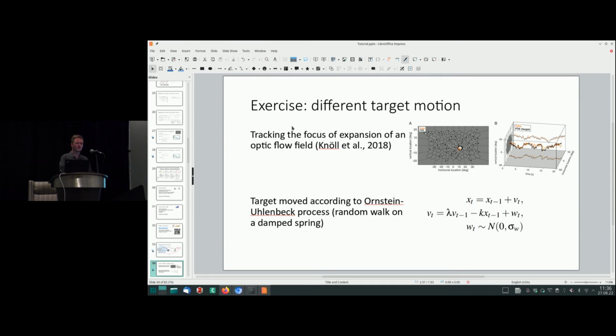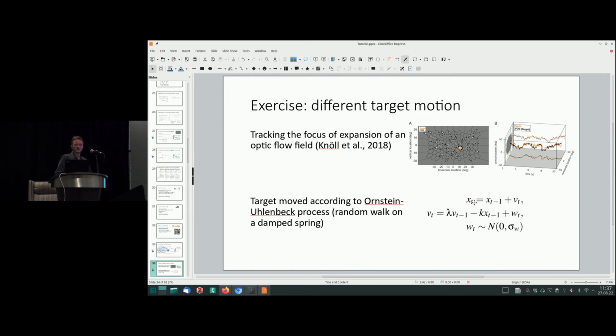So let's model this different experiment where the observers were monkeys and humans, and they were tracking the focus of expansion of an optic flow field. So there's this optic flow field, and this optic flow field has a center of expansion, and this center of expansion moves according to some random walk. And in this case, the target didn't move according to a basic Gaussian random walk only on the position, but instead it moved according to this Ornstein-Uhlenbeck process, which you can think of like a random walk on a damped spring that tends back towards 0.